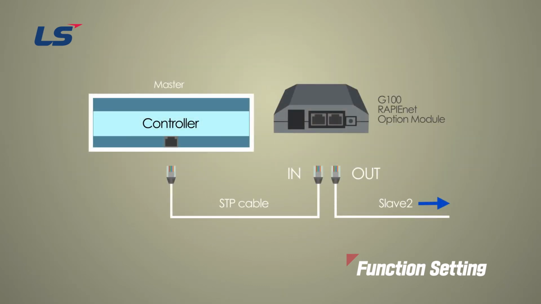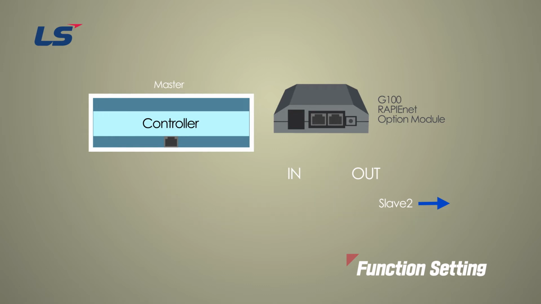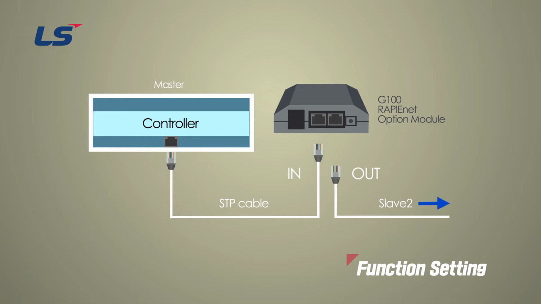As RAPIEnet communication is Ethernet-based communication, an STP cable is used. As shown in the figure, just plug the cable into the RAPIEnet port of the inverter that is the slave and the host controller.